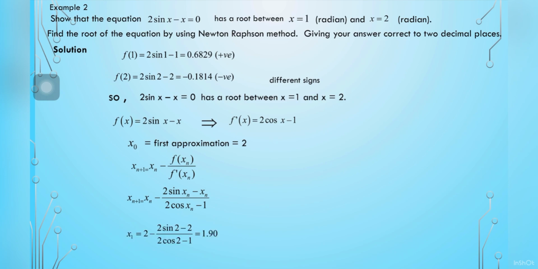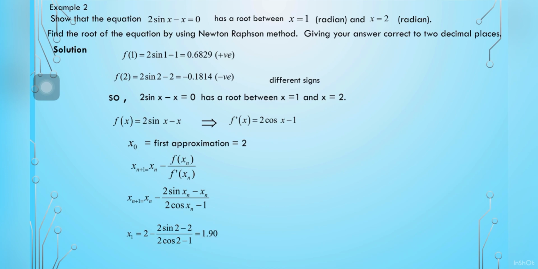For instance, we have 2 for the first approximation and we put it into x1. Then we have 2 minus (2 sine 2 minus 2) over (2 cos 2 minus 1) equals 1.9. This is done by your calculator. You don't have to calculate this manually, and you get the answer.